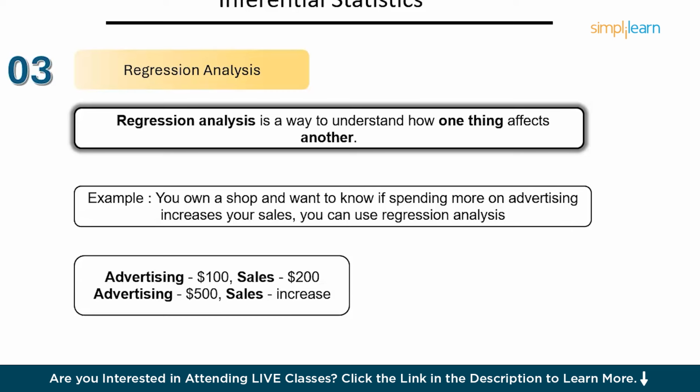By analyzing the past data, regression helps find a pattern or relationship. For example, you might discover that for every $100 you spend on advertising, your sales increase by $200. This means there is a positive relationship between advertising and sales. Now, if you plan to spend $500 on advertising, you can predict an increase in sales by applying that relationship. Regression analysis gives you a formula or model to make such predictions based on the pattern you identified. In short, regression helps you logically predict how changes in one factor affect another.